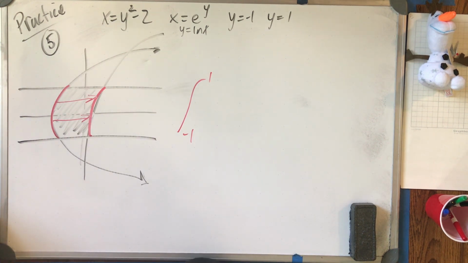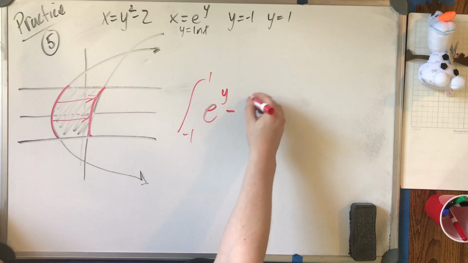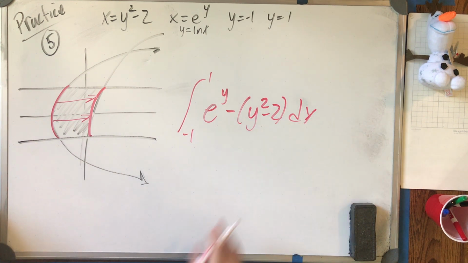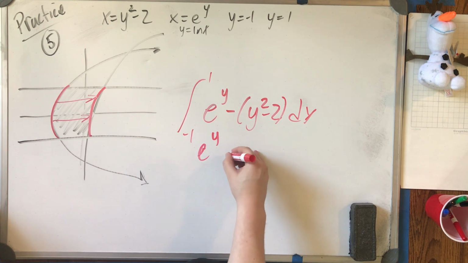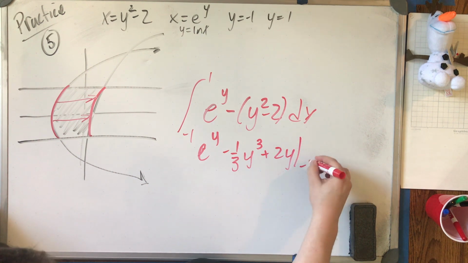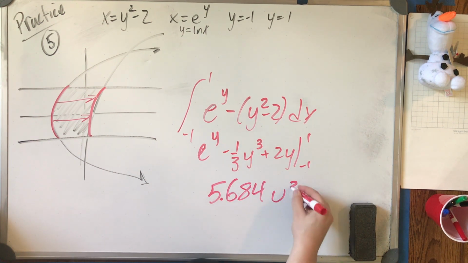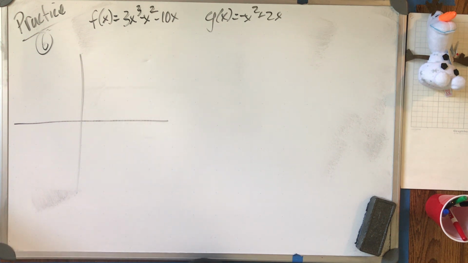I'm looking at the y values here, and I'm doing the top equation, which is e to the y, minus the bottom equation. Make sure you put those parentheses there. That's really important. And I'm integrating with respect to dy. So if you have your calculator, use your calculator. If you don't, do it the old school way like I'm doing right now. Plug everything in. I am cheating and using the calculator to figure out what that is, but I end up with 5.684 units squared.